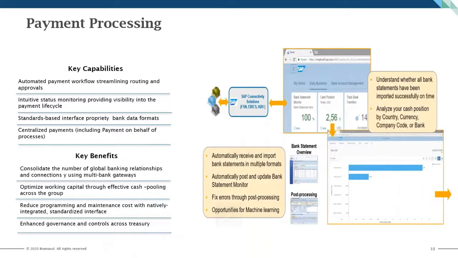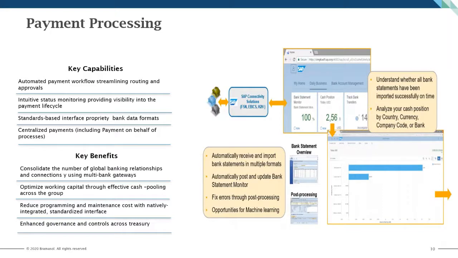So with the recap of the last two webinars, one of the items that we talked about, after we brought the items in through the multi-bank connectivity, is payment processing. So we have payment inflows and outflows. The key capabilities and benefits of those payments are really going to be automating those payment workflows and streamlining those routing and approvals. You now have intuitive status monitoring, with visibility into your payment lifecycle. You're going to have your standards-based interfaces.